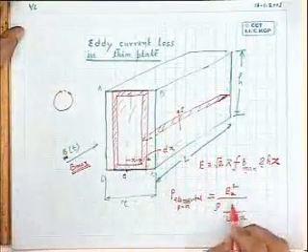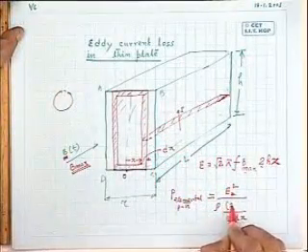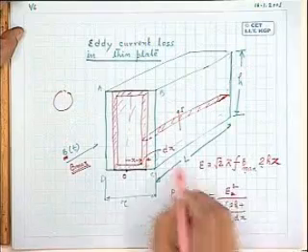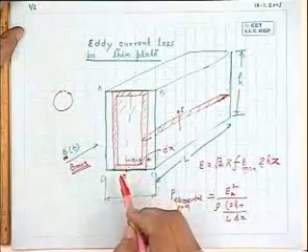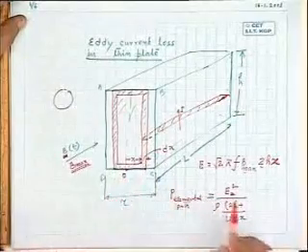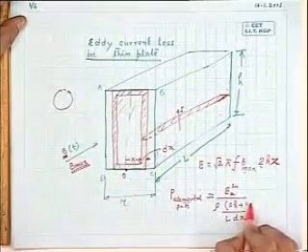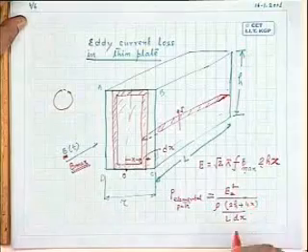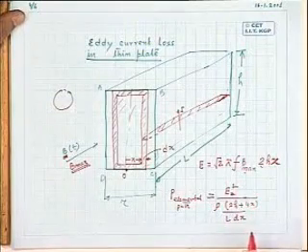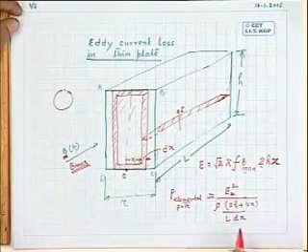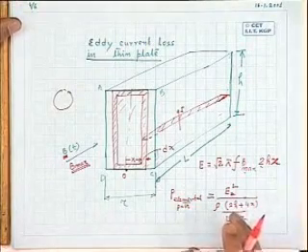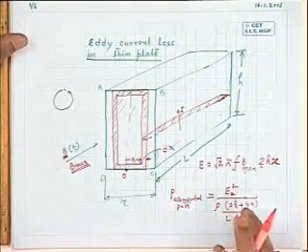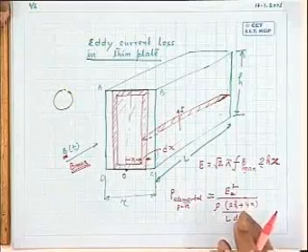And what should be the length? Length should be the perimeter of this one. That is twice h plus 2x plus 2x, 4x. Is that clear? Plus 4x. This will be there.